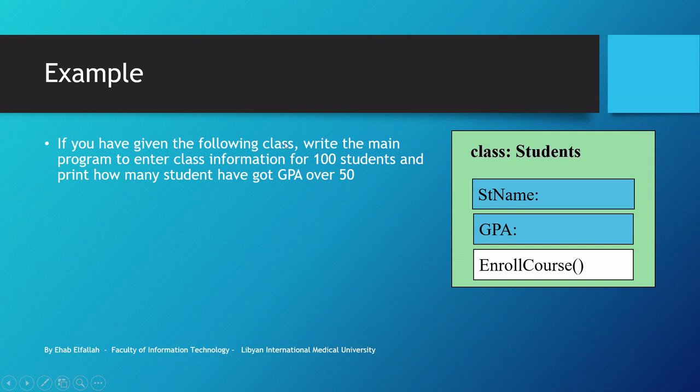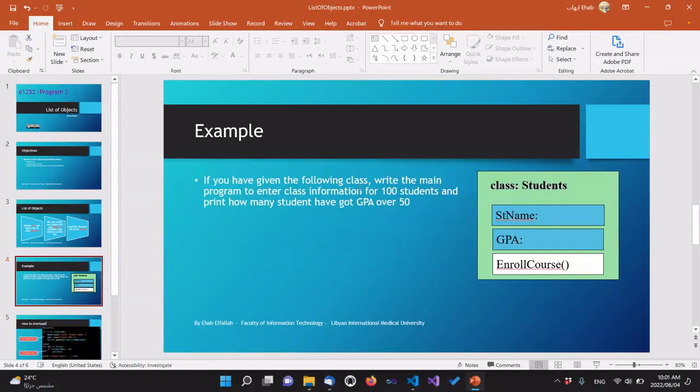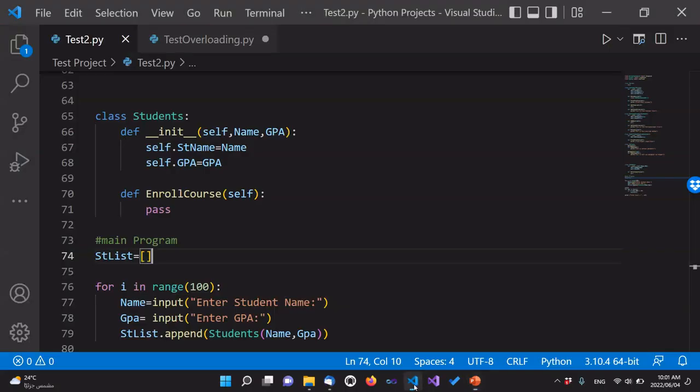So to answer these questions: write the main program to enter the class information for 100 students and print how many students have got a GPA over 50. So here we have a student name and GPA, and we want to know from these 100 students how many students have passed, or got a GPA over 50. So directly I will go to the code here. I will show you. This is the class Student that has already been implemented.